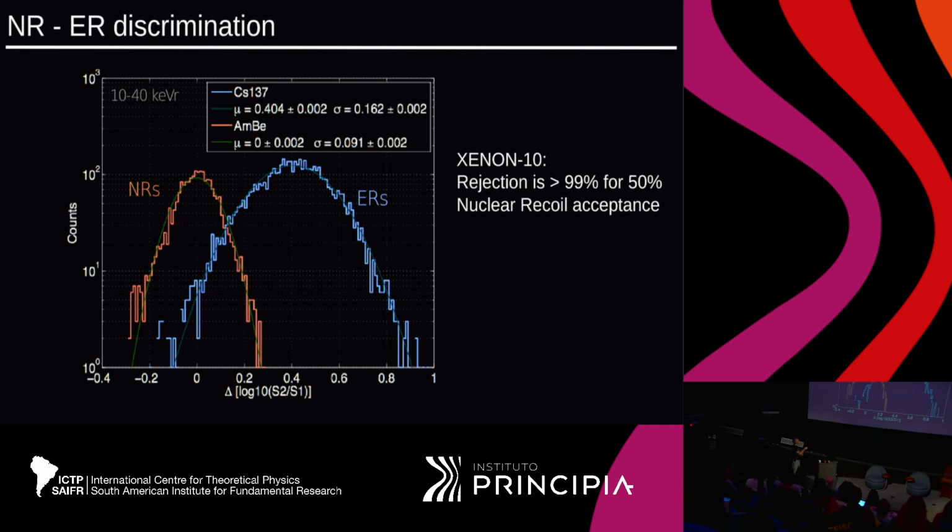Then the remaining half of the events will be much, much cleaner. And I will be able to reject 99% of the electron recoil events, okay? And this is something that is very common in dark matter experiments, that you are willing to reduce your efficiency and throw away a large fraction of your events just to get a cleaner sample, okay?